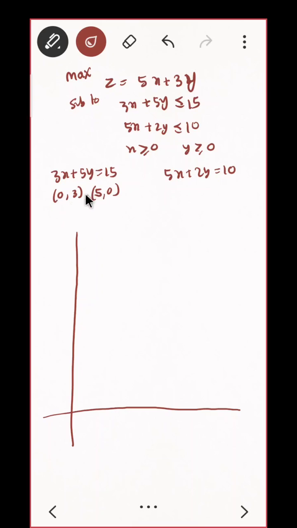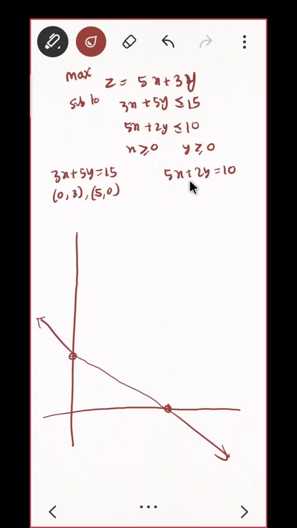So you are having 2 points. To draw a straight line, we require 2 points only, correct? So let me plot this. That is 5, 0 will be somewhere here. 3, 0 will be somewhere here. Your graph will be like this. Okay. So this is the first line.